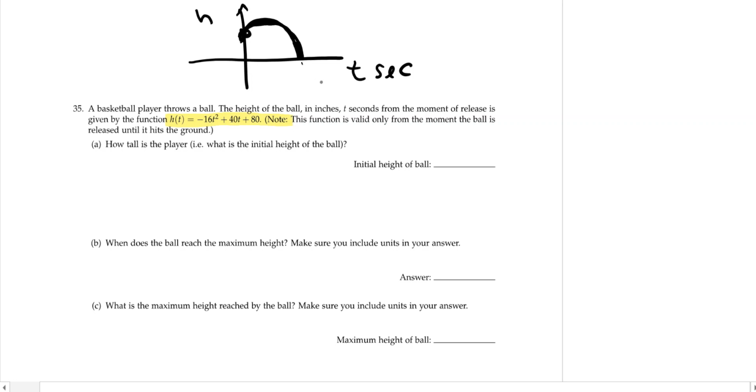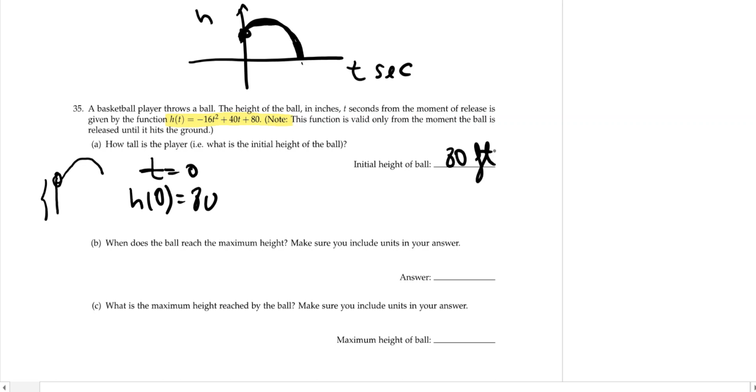Okay, how tall is the player, i.e. what is the initial height of the ball? Well, time equals 0 when you have the player and the ball is in his hand and he throws the ball. So how tall the player is, is the height at time equals 0. So if you plug in 0 for t in the function, you will get 80. So the initial height of the ball is 80 feet.